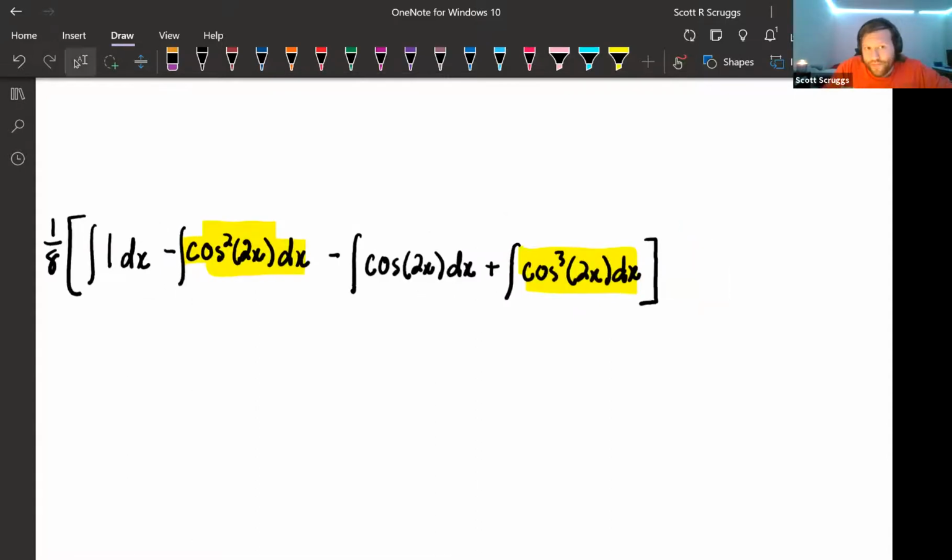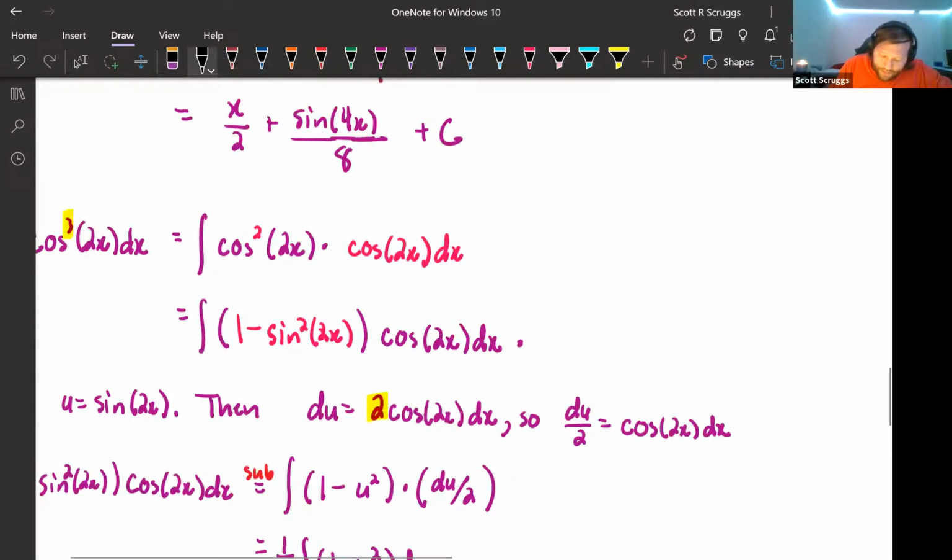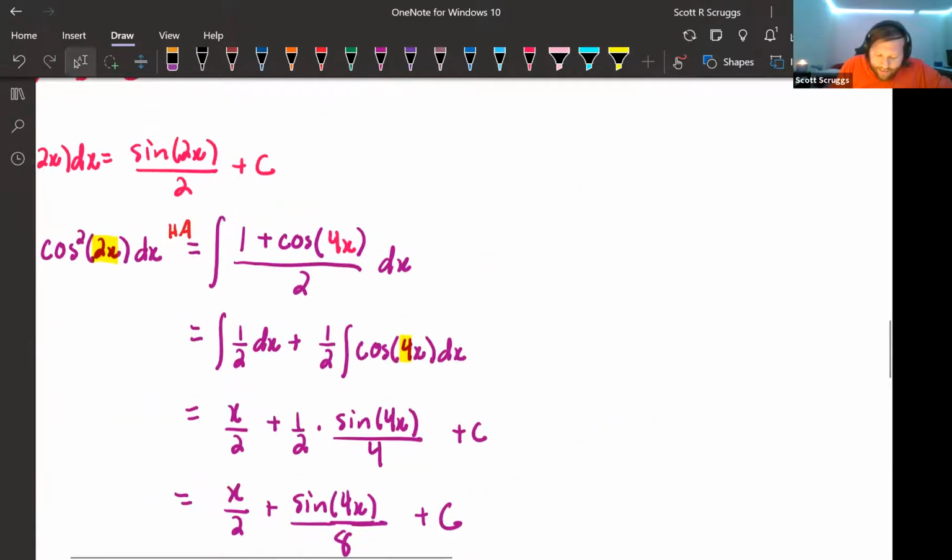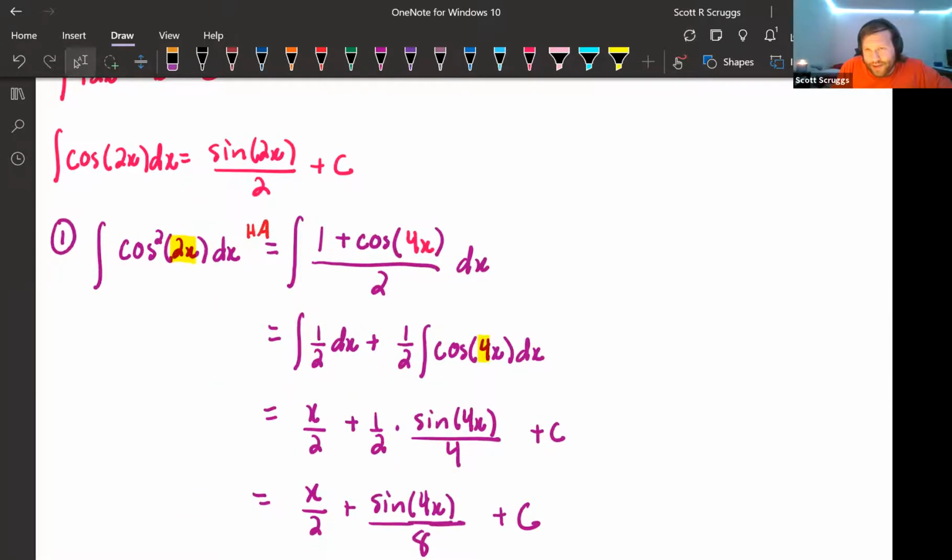So now, this integral overall will now equal, putting all the pieces together, 1/8. We got that 1, that antiderivative would just be x, minus, let's go back up. We got that the integral of cosine squared of 2x will be x over 2 plus sine of 4x over 8.